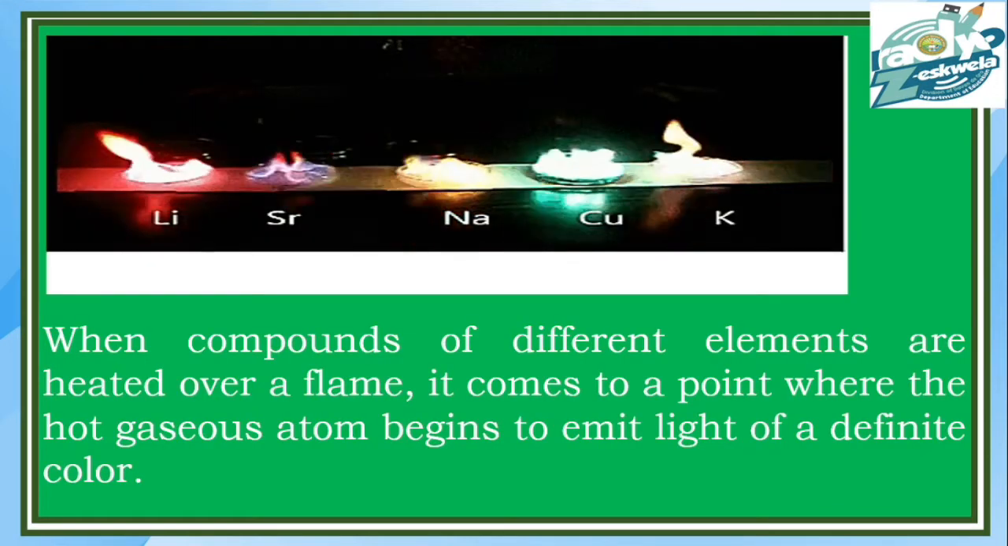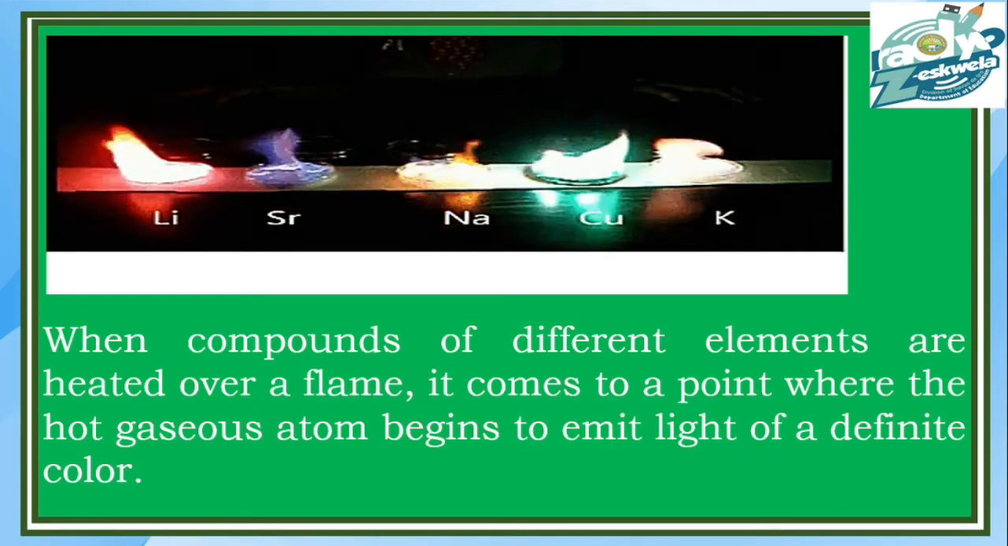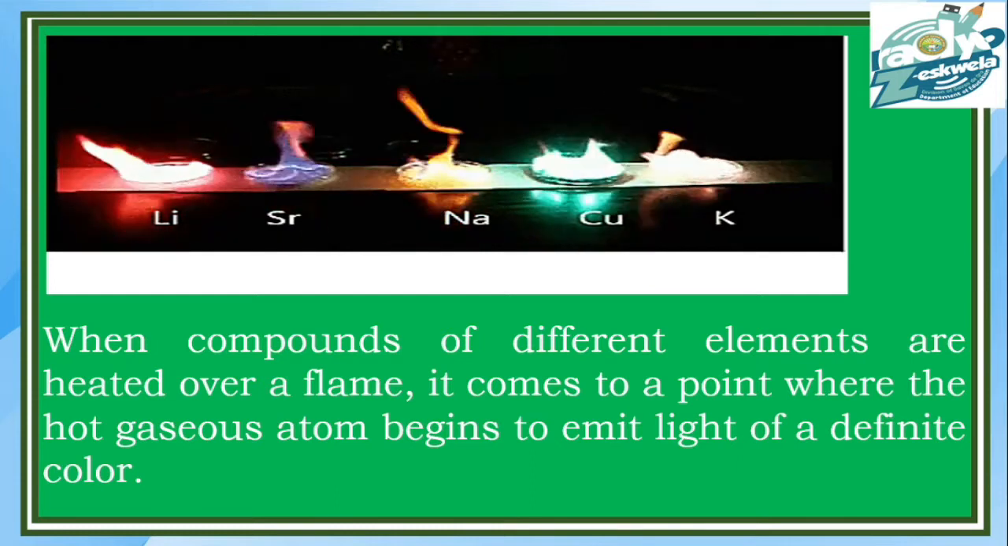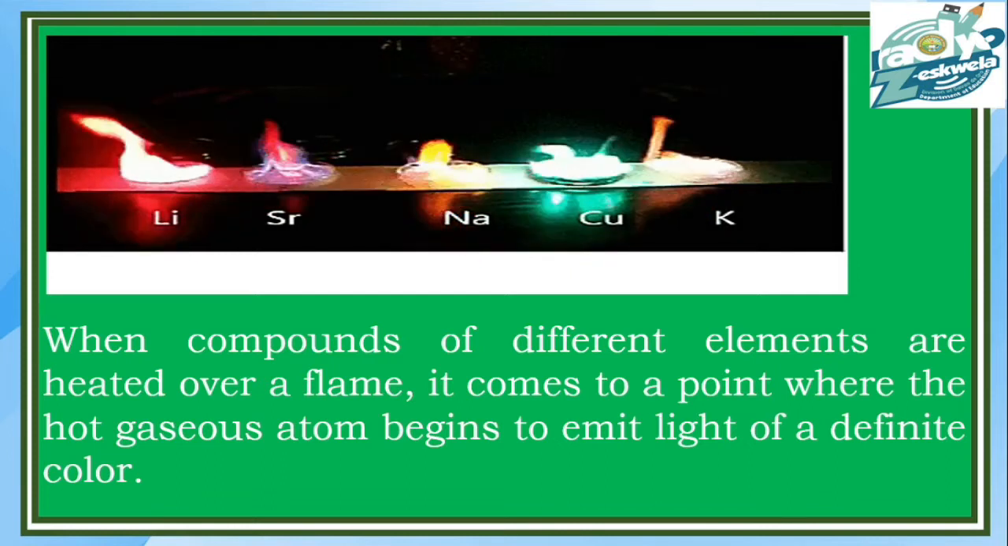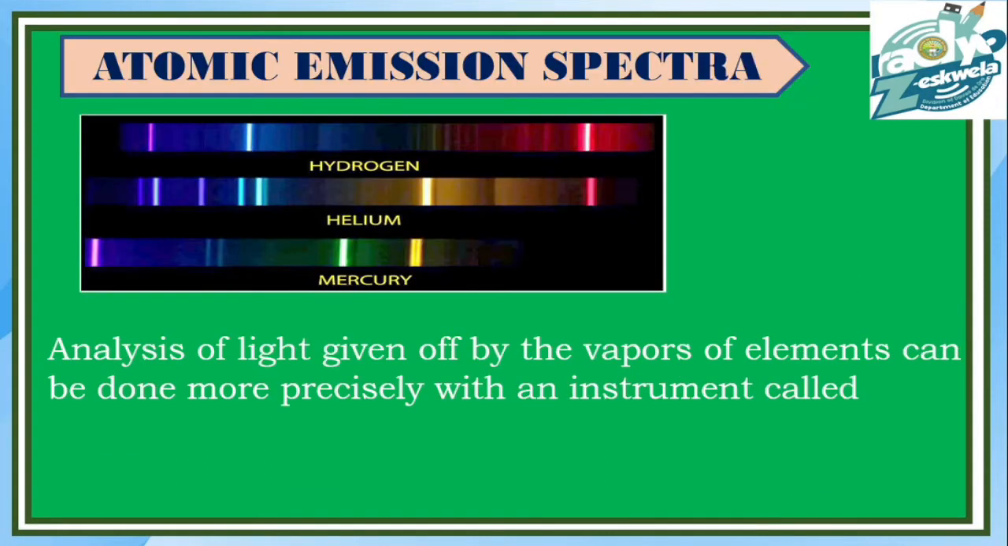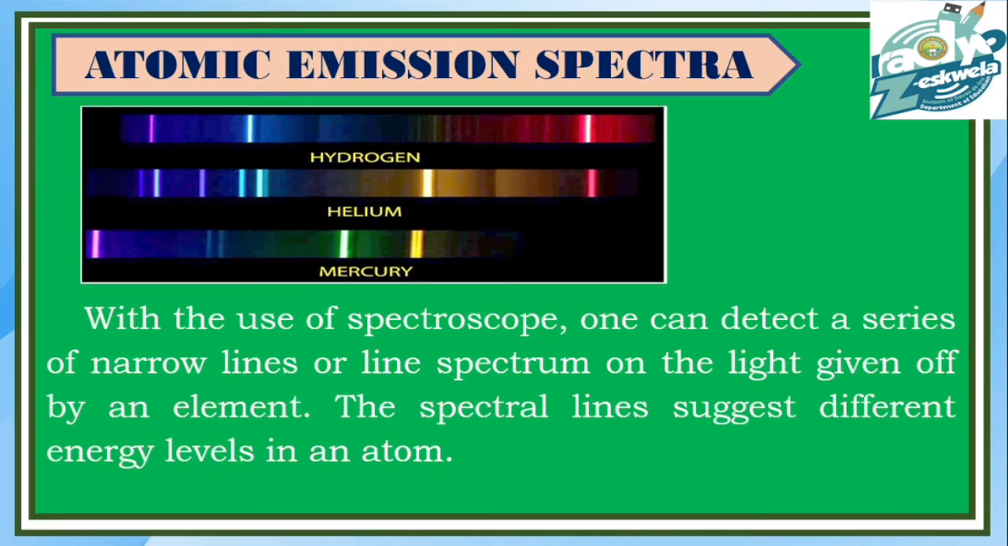When compounds of different elements are heated over a flame, it comes to a point where the hot gaseous atom begins to emit light of a definite color. Analysis of light given off by the vapors of elements can be done more precisely with an instrument called spectroscope. With the use of a spectroscope, one can detect a series of narrow lines or line spectrum on the light given off by an element. The spectral lines suggest different energy levels in an atom.